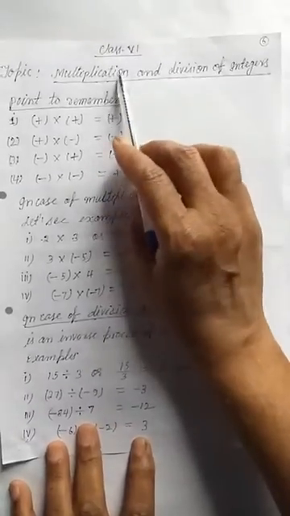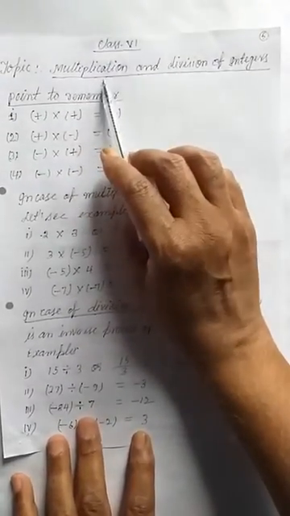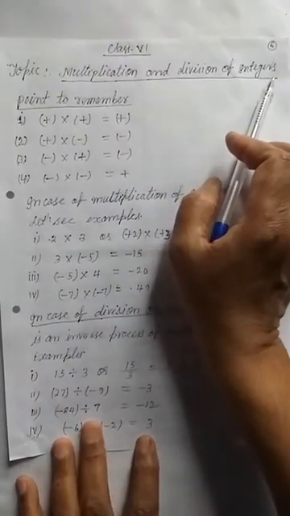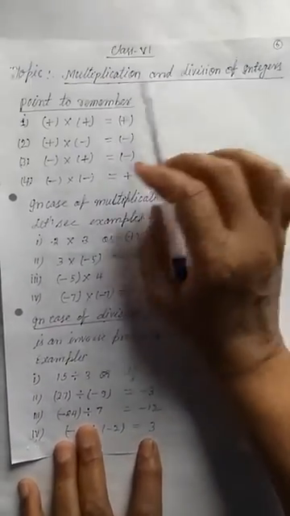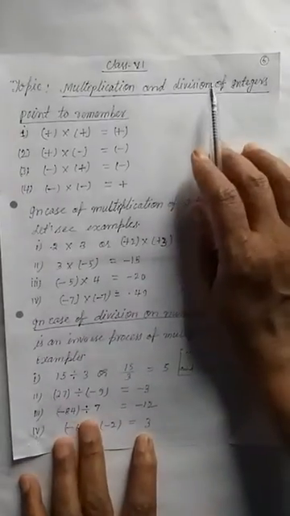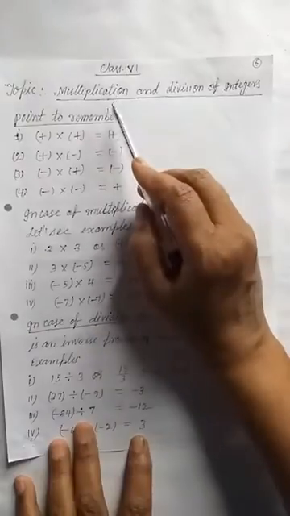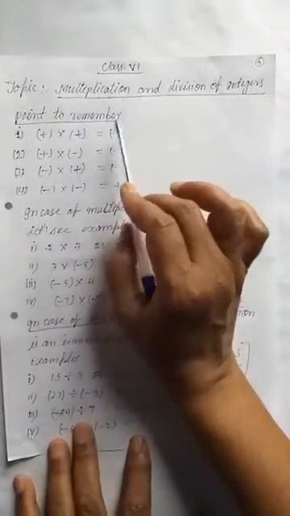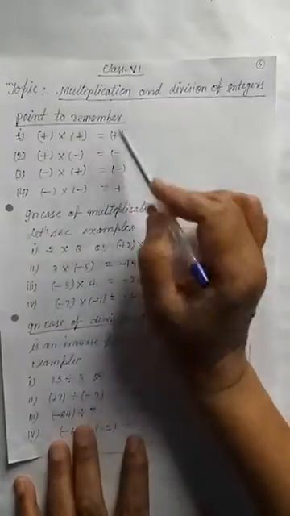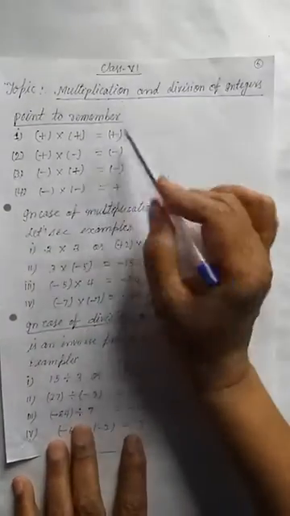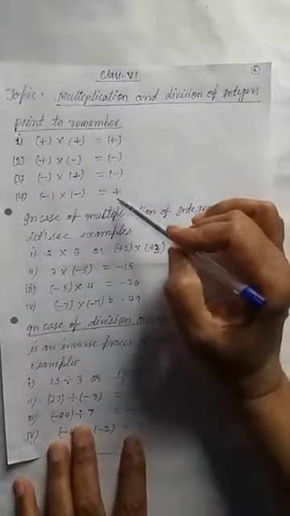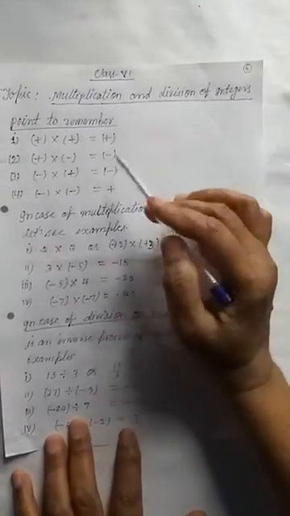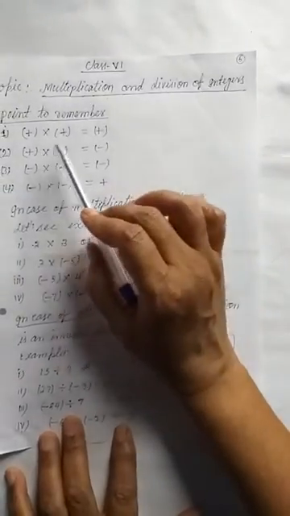Now, class 6 math. The topic is multiplication and division of integers. Okay, student, first of all I am going to teach you the rules: how to multiply and how to divide integers. A point to remember: this is very useful for solving questions, not only for 6th class, you will study it in 10th and higher classes also. So keep these rules in mind.